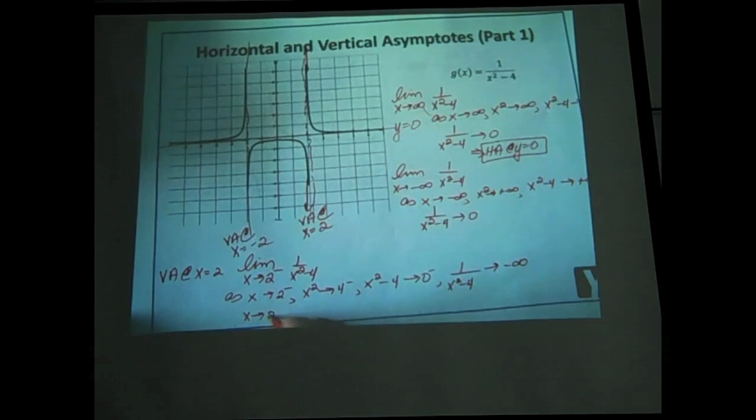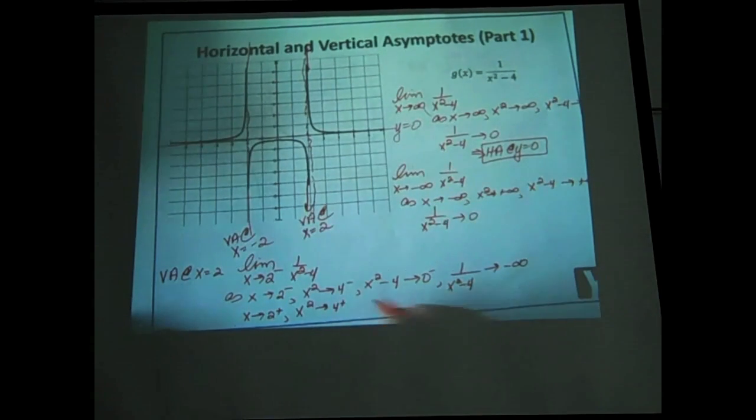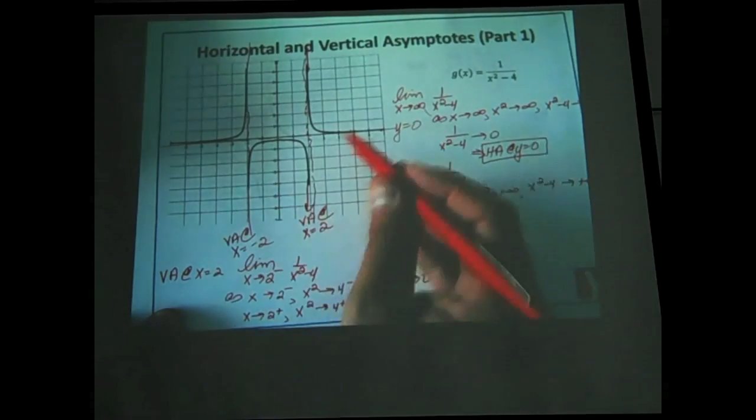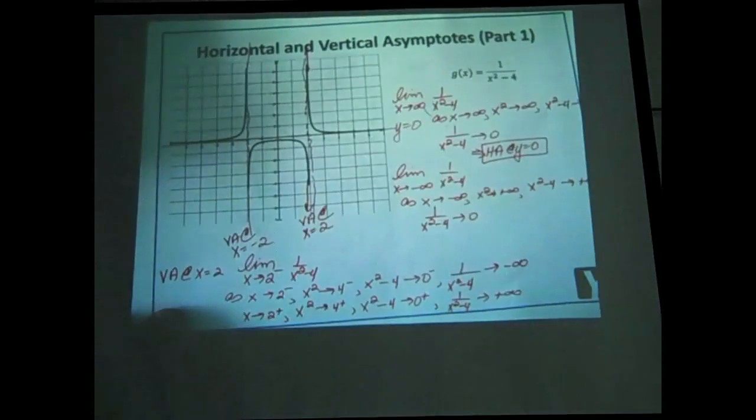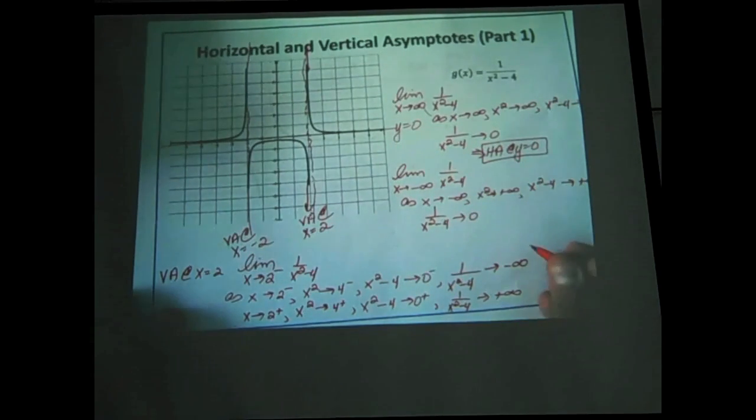I'm running out of space here, but you could go through the same logic and say, all right, well, as x approaches 2 from the right, so numbers just a little bit bigger than 2, x squared is a little bit bigger than 4. X squared minus 4 is going to be just a little bit bigger than 0. 1 over x squared minus 4 is going to get closer to positive infinity. That is what's happening over here. As x gets closer to 2 from the right, the graph heads off towards positive infinity. Having either one of these things happen means that I have a vertical asymptote at x equals 2.